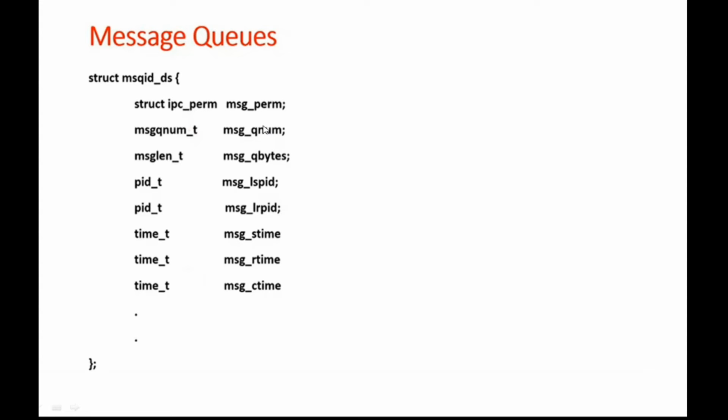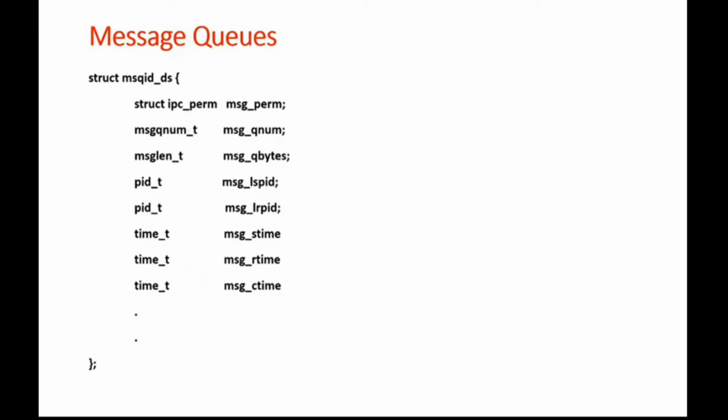Next is msg_qnum of type msgqnum_t, which tells the number of messages on the queue. Second is msg_qbytes, with the data type msglen_t. It is the maximum number of bytes on the queue, so it is the total length of your messages.